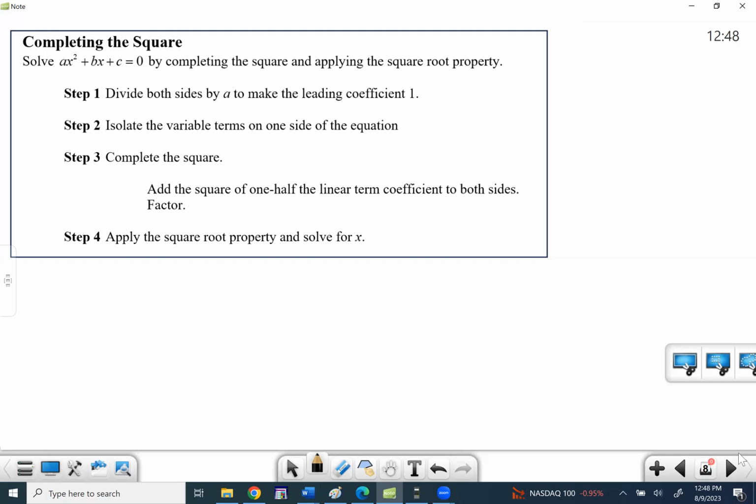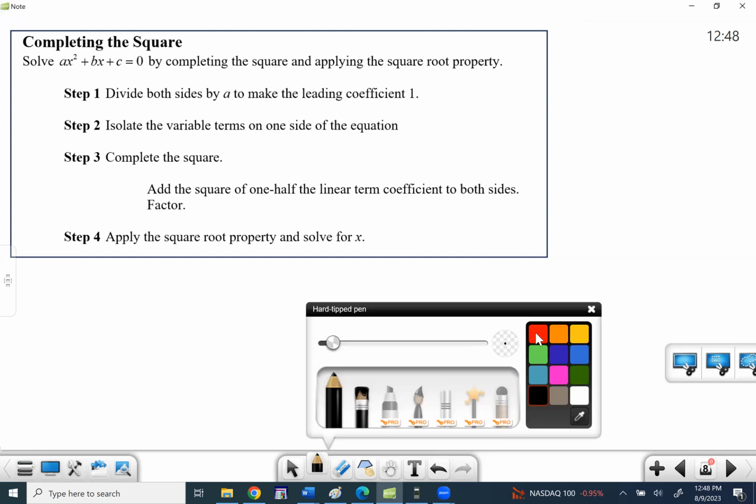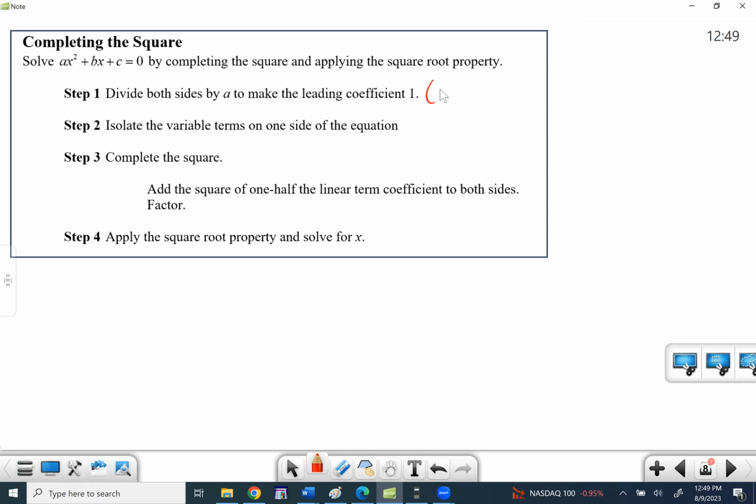I'm going to write down what the text has, and then I'm also going to write it in my own words that are a little shorter, just because my brain's full and I've got to keep things compact. If you're given a quadratic equation in standard form, here are your 4 steps. The very first thing you do is divide both sides by a to make the leading coefficient 1. In my shorthand, you'll hear me say get rid of a.